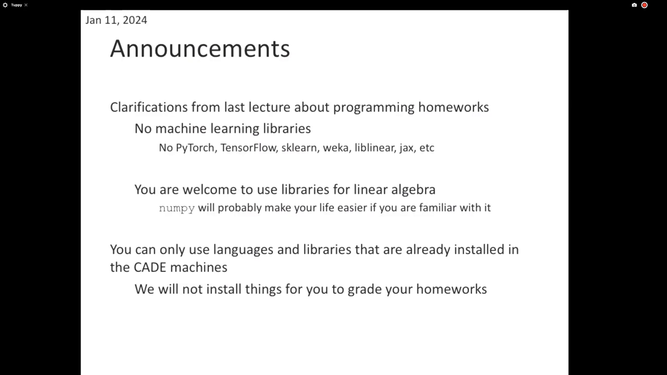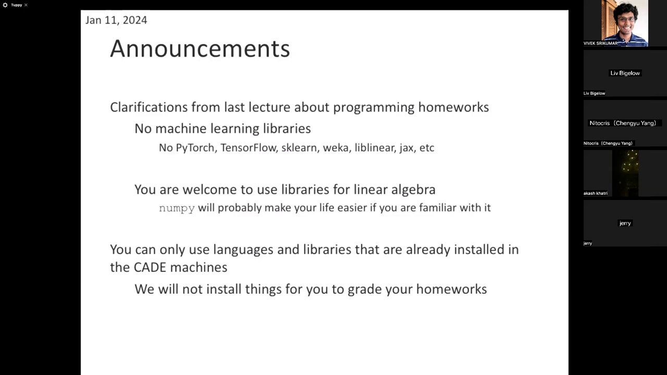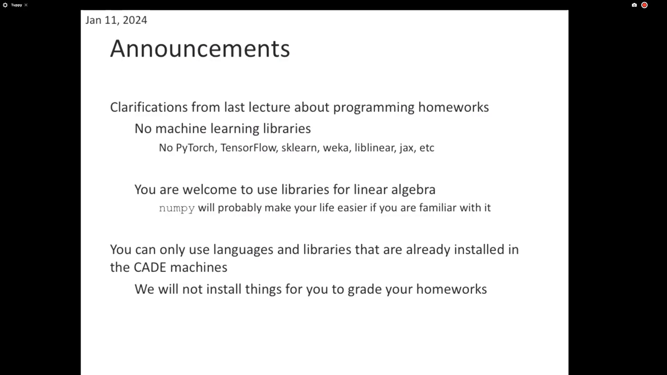The other thing that I wanted to mention is you can only use languages and libraries that are already installed in CADE. I do not want to have my TAs install new libraries and compile things to be able to grade your submissions. And you shouldn't be needing anything outside of what's available in CADE. Any questions?